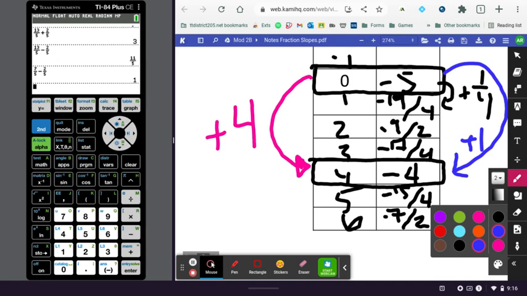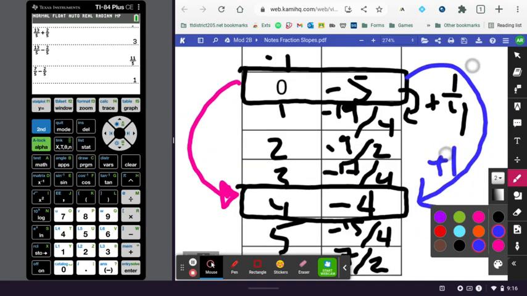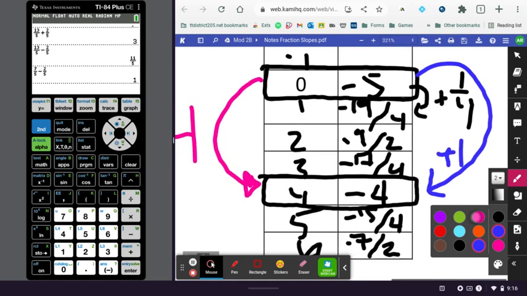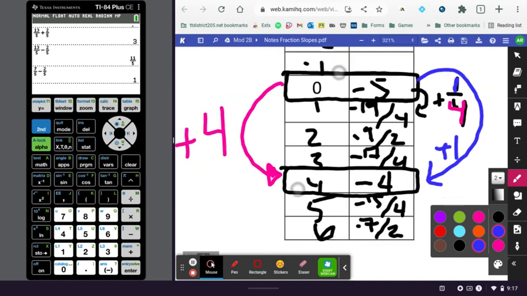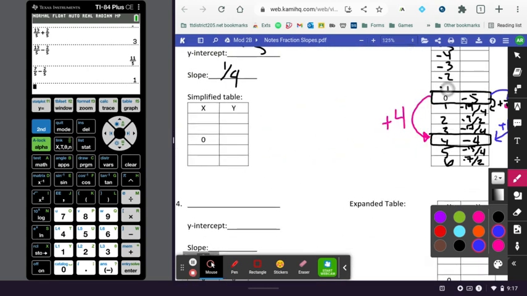And again, looking at our slope here, I have it written here. Here's where you see that 4 for the x's that we added by. Here's where you see the 1 we added the y's by. The number on the top of the fraction is the math for y's. The number on the bottom of the fraction is the math for x's. Okay? So let's see if we can do this from here.